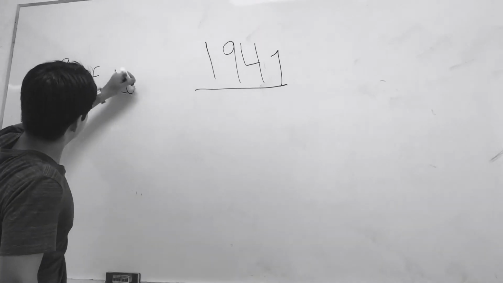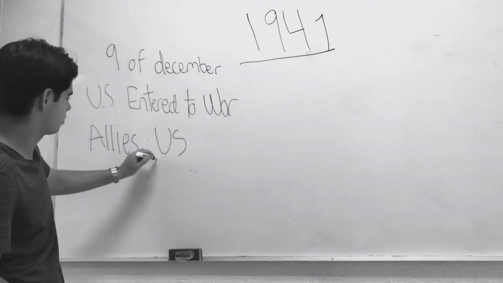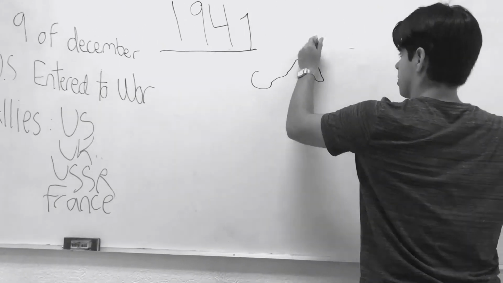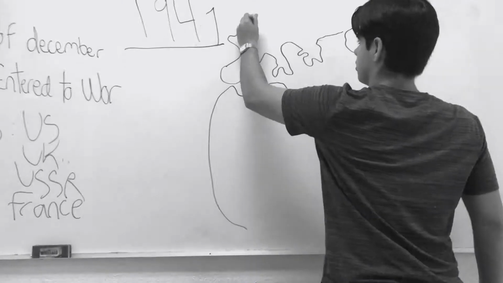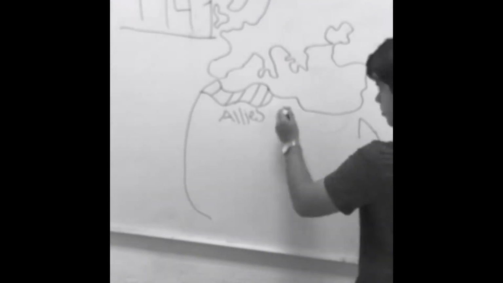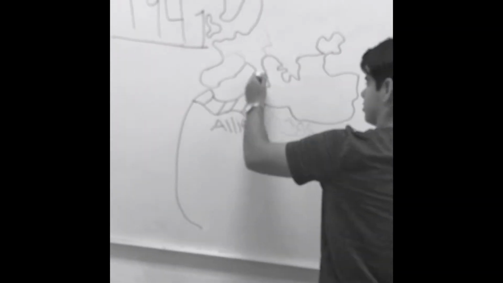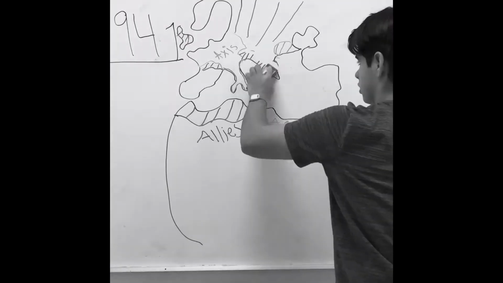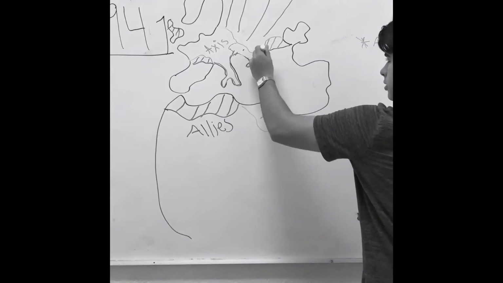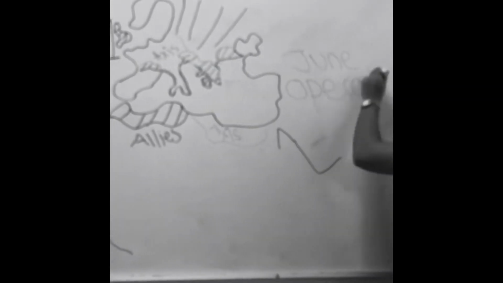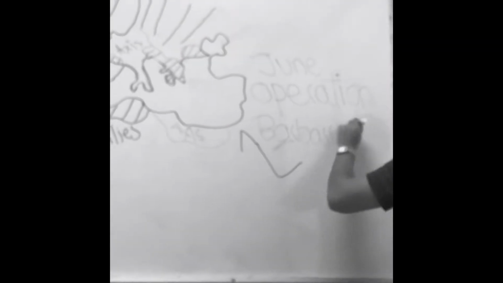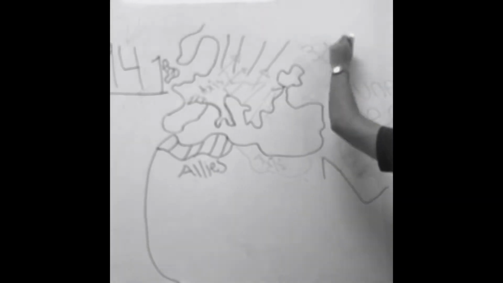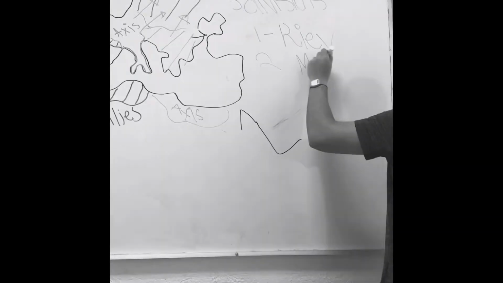1941. This year was a special date because the Japanese attacked Pearl Harbor, so the United States entered the war on the 9th of December of 1941. In 1941, the Nazis started Operation Barbarossa against the USSR. The army was divided into 3 divisions, one to Moscow, one to Leningrad, and one to Kiev.